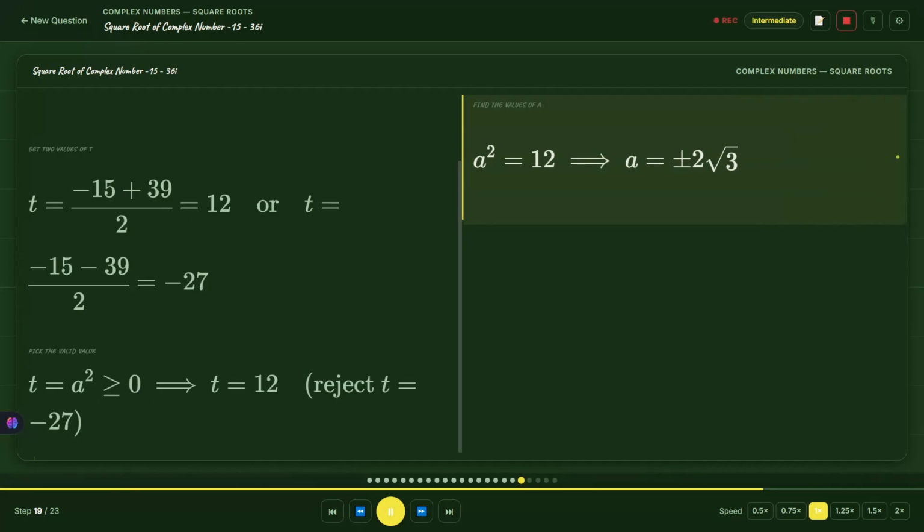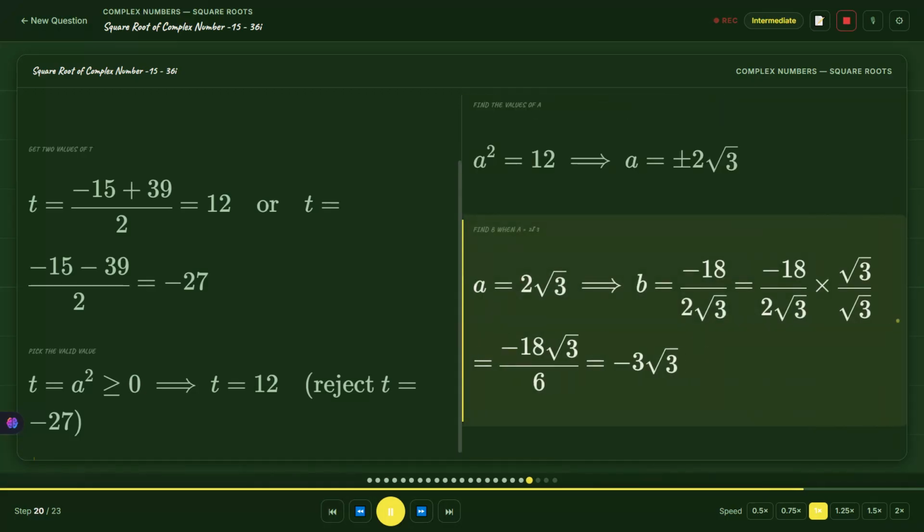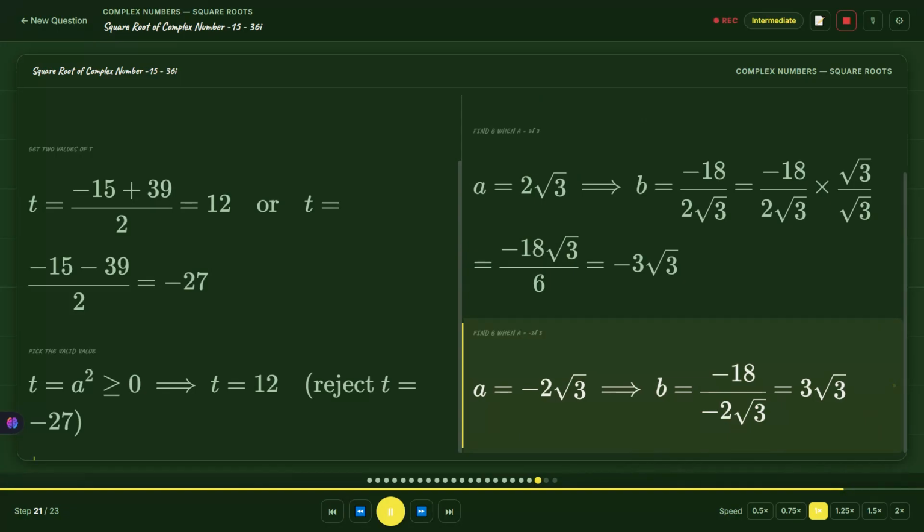Now, a squared equals 12. We take the square root and get a equals plus or minus 2 root 3. That's because 12 is 4 times 3, and root 4 is 2. If a is 2 root 3, then b is -18 divided by 2 root 3. We clean up the fraction and get b equals -3 root 3. If a is -2 root 3, then b is -18 divided by -2 root 3. The two negatives cancel out, and we get b equals +3 root 3.